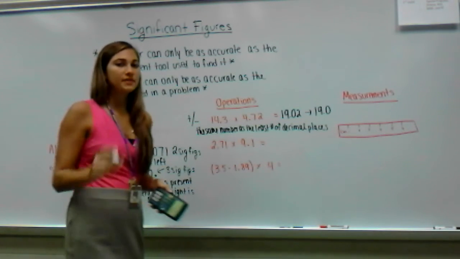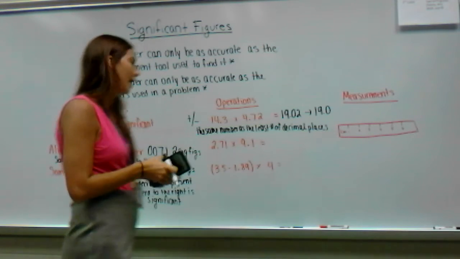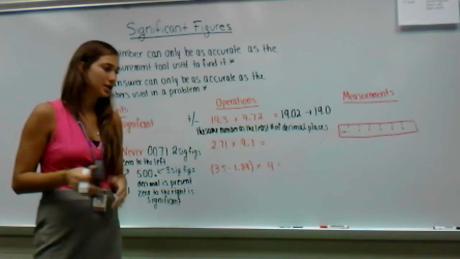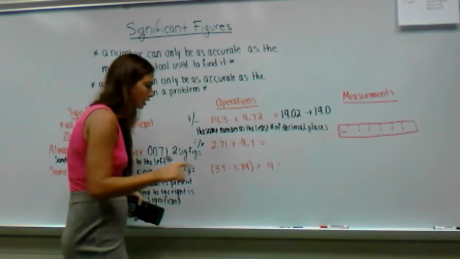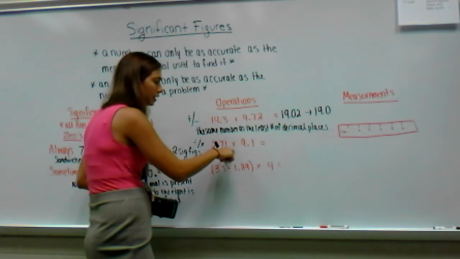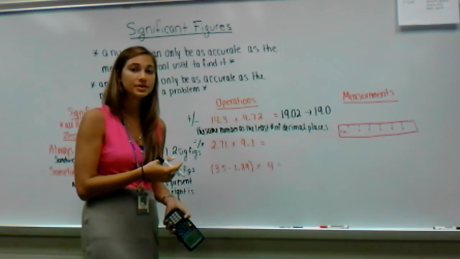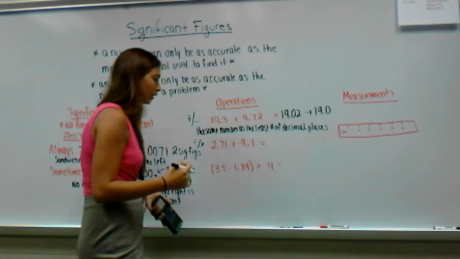Now for multiplication and division, instead of it being decimal places, we're talking about significant figures here. So we have to know our significant digits before we're able to do our multiplication and division. So multiplication and division. Here we have 2.71 times 9.1. I didn't throw any zeros in here. It'll be a little bit easier this time, but we will practice ones that have 0 on our worksheets.